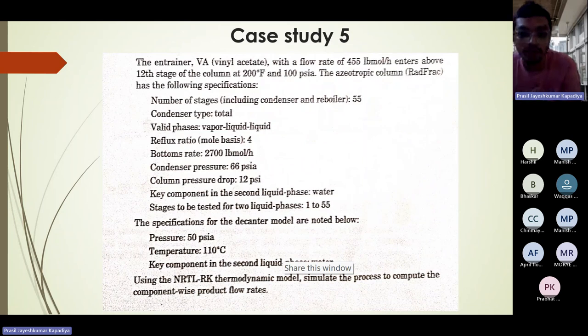The azeotropic column has the following specification. We are given the total number of stages, condenser type, valid phases, reflux ratio, bottoms rate, condenser pressure, column pressure drop, and key components in the second liquid phase. Why do we need this? Because we are giving vapor-liquid-liquid as three phases. That's why we need to add key components and stages to be tested for two liquid phases. And for the decanter, pressure, temperature and key components are given. So using the NRTL-RK thermodynamic model, simulate the process to compute the component-wise product flow rate.